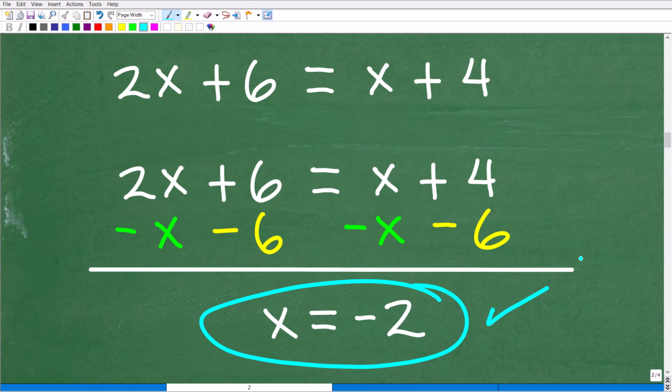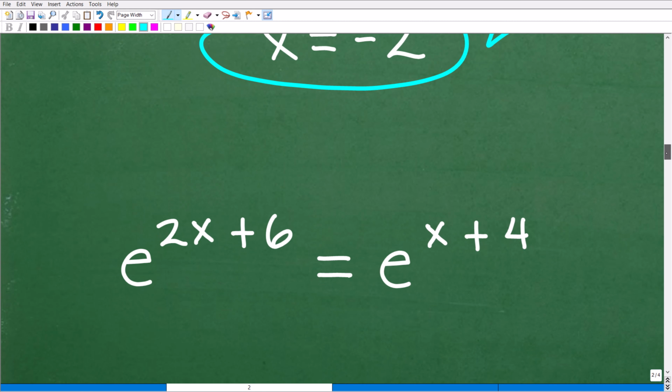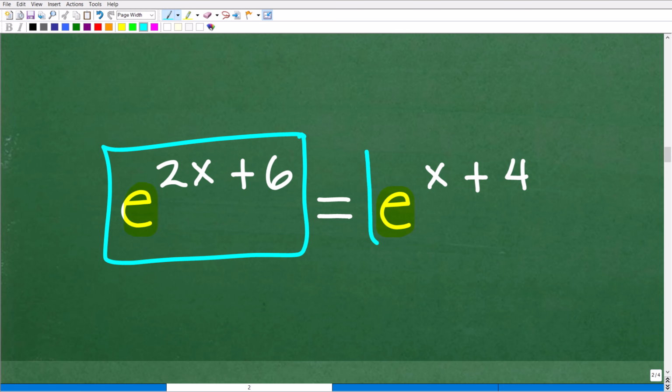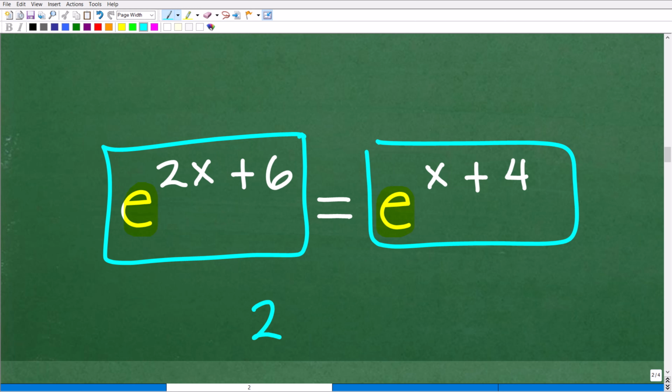Even if you didn't know about taking the logarithm of both sides, how could we reason through this problem? Well, let's take a look here. If we have the same base, I'm saying this power is equal to this power, and the bases are the same. For example, what if I have 2 to the 5th is equal to 2 to the x? This would be a real simplified version of this problem.